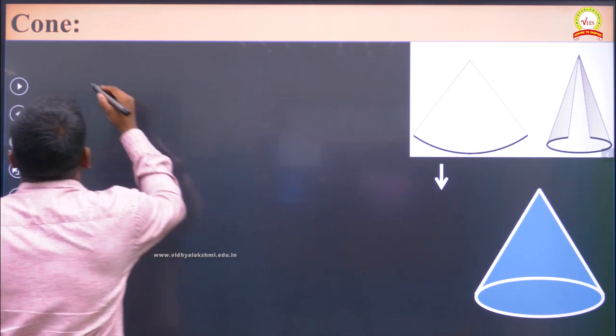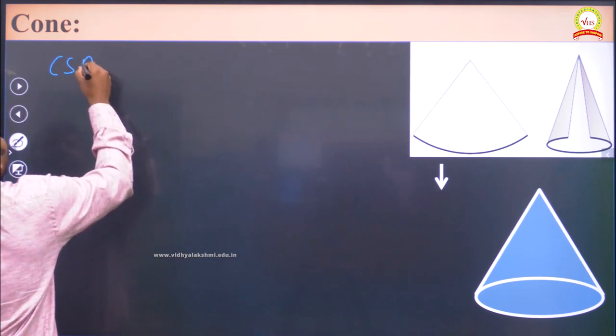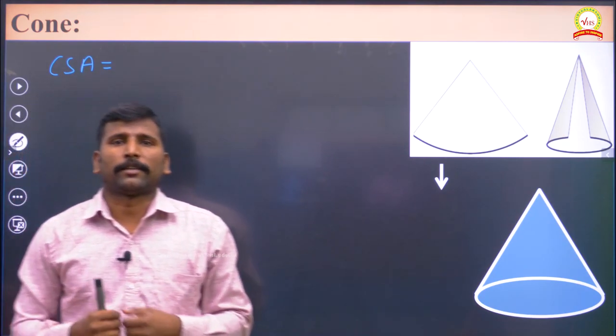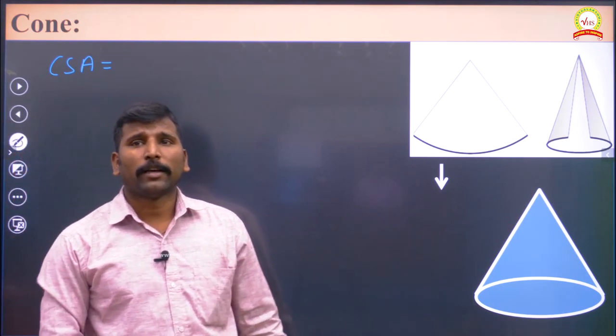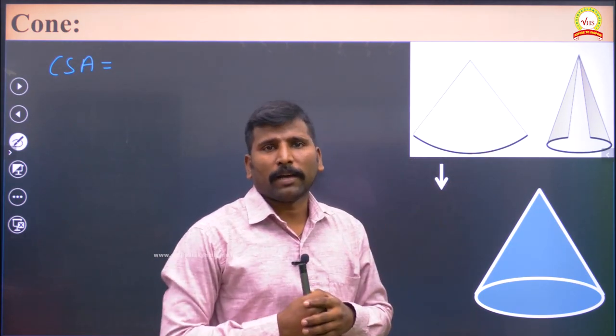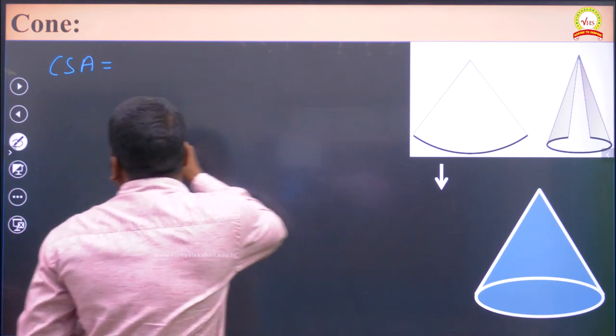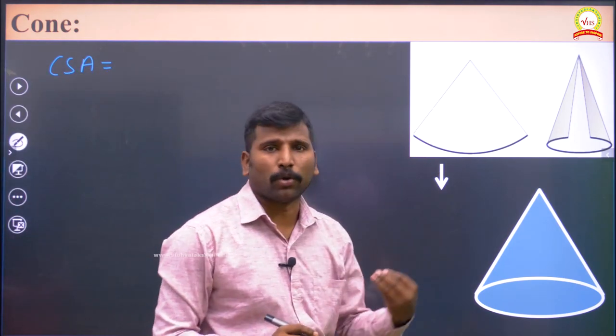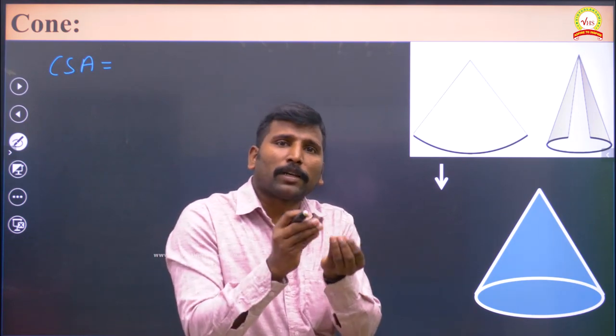First, what is that? CSA, curved surface area of the cone. Right. Sir, where am I getting the cone from? I have mentioned here, I am taking one sector. The sector, in the sense, is from a circle we got it. It is from the circle, one of the parts.